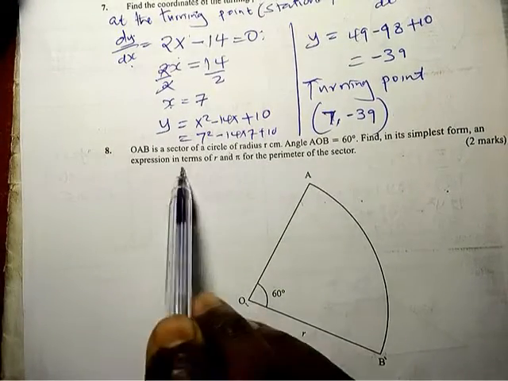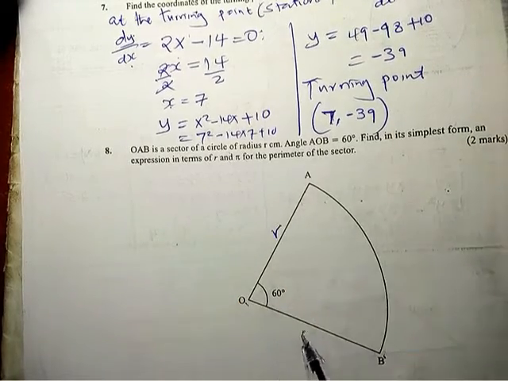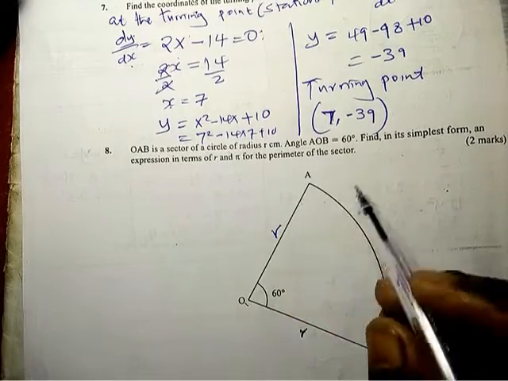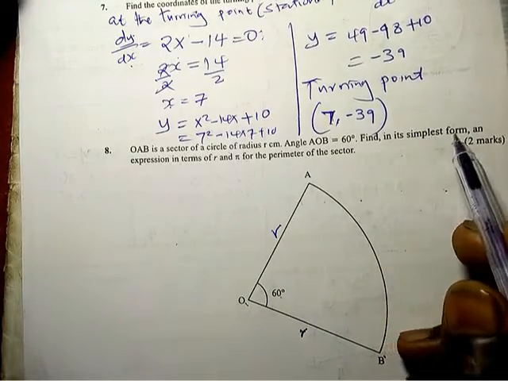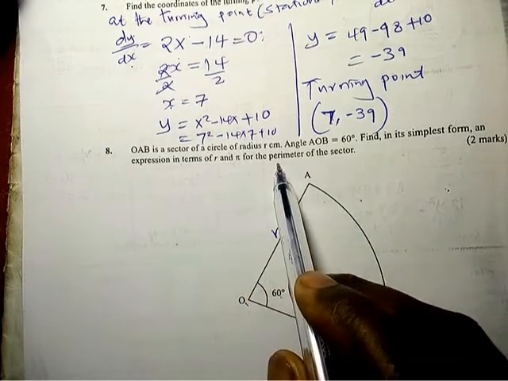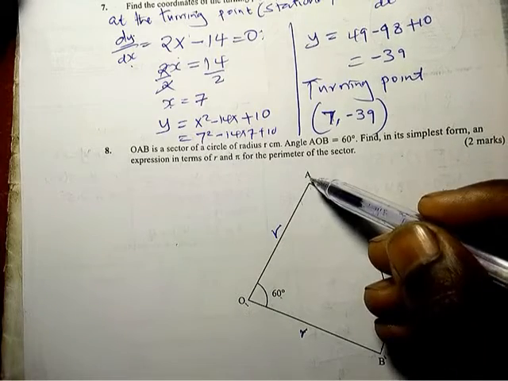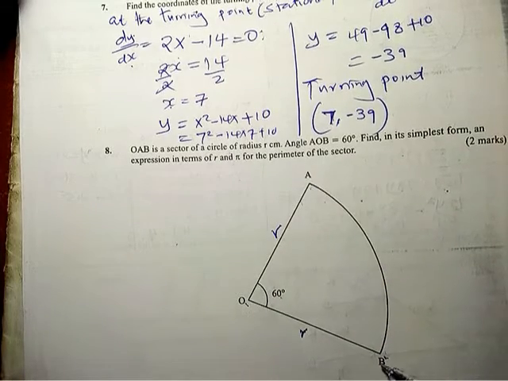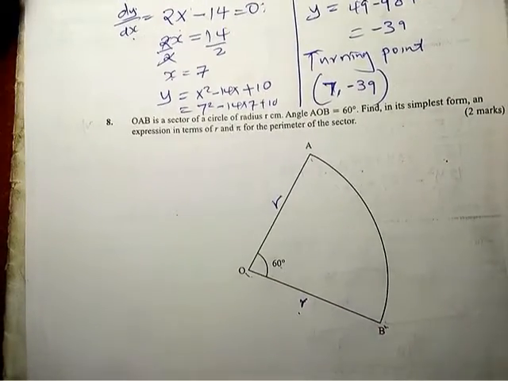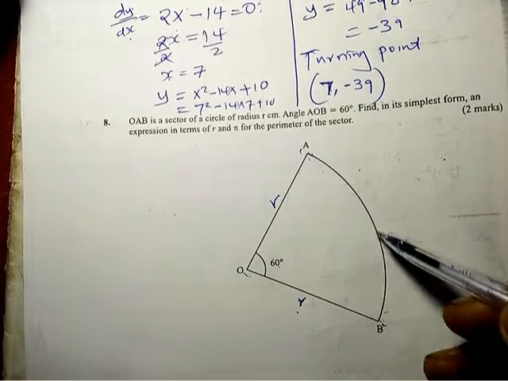OAB is a sector of a circle of radius r. The angle AOB is 60. Find the simplest form of an expression in terms of r and pi for the perimeter of the sector. Perimeter of the sector. Perimeter, we are going to calculate AB, then add r plus r. Hii ndio inaitwa perimeter. But for us to get AB, this is the arc length. So we are going to find the arc length AB.